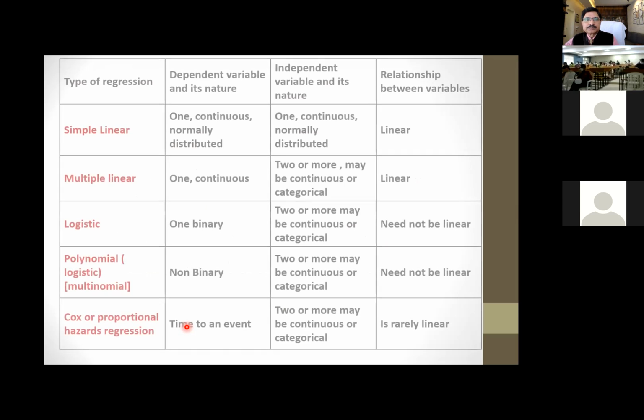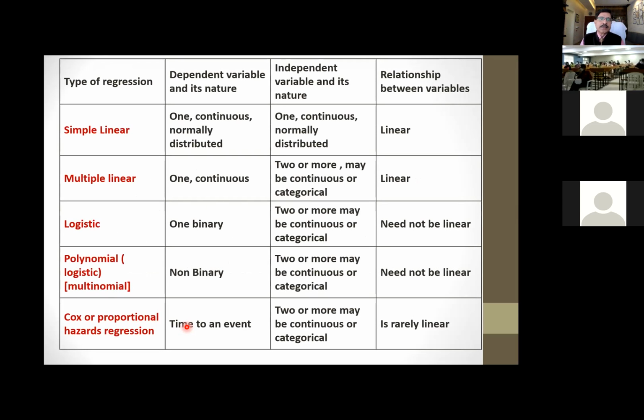Now in regression, there are several types: simple linear regression, multiple linear regression, logistic regression, polynomial, multinomial regression, Cox proportional hazards regression. So many are there which are out of the scope for you. This is only to tell you there are various ways of regressing the data and then projecting what will happen in future time.